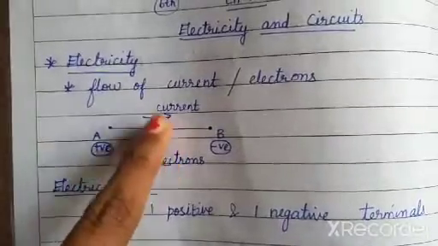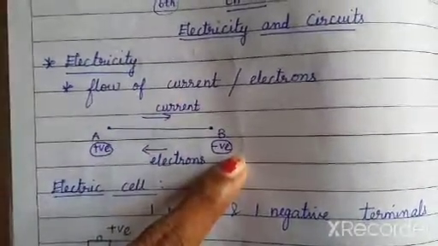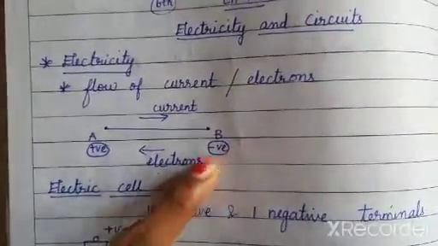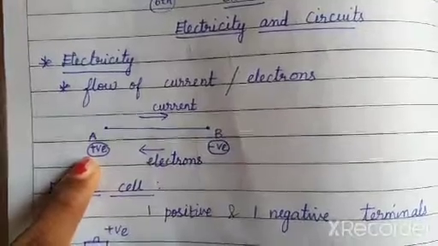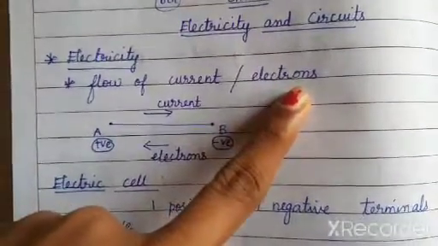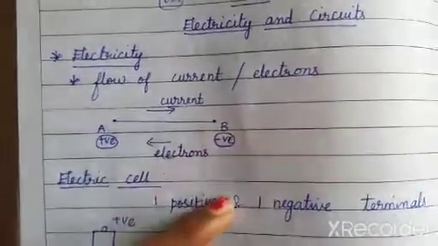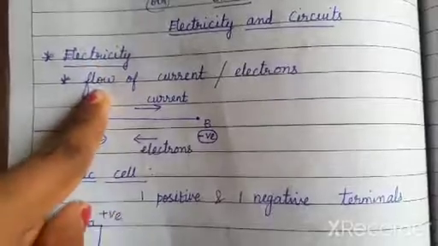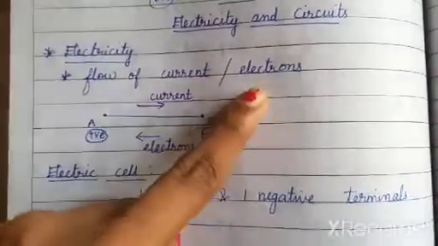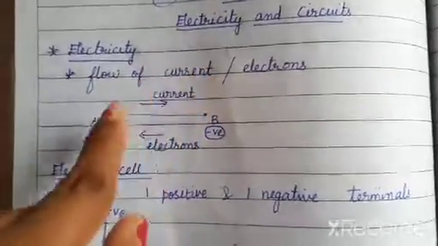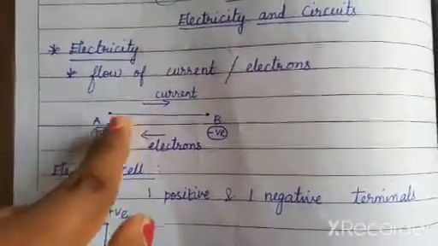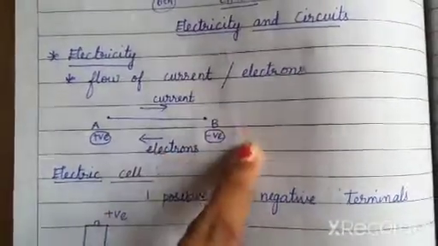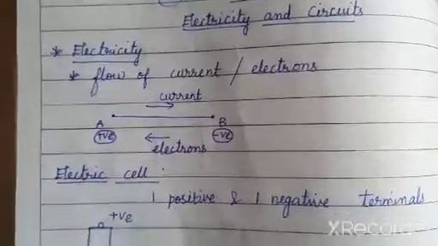The current's direction will be from the positive to the negative terminal, whereas the electron flow will be from the negative to the positive direction, because electrons are negatively charged particles. So these are the two ways of defining electricity. It can be expressed either as the flow of current or the flow of electrons. If it is the flow of current, it flows from the positive to the negative terminal, whereas electron flow means from the negative terminal to the positive terminal.